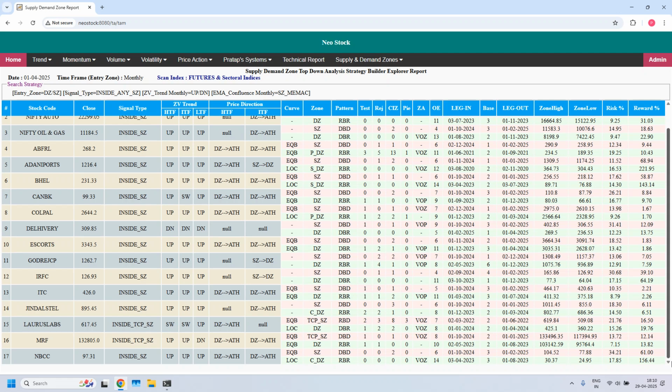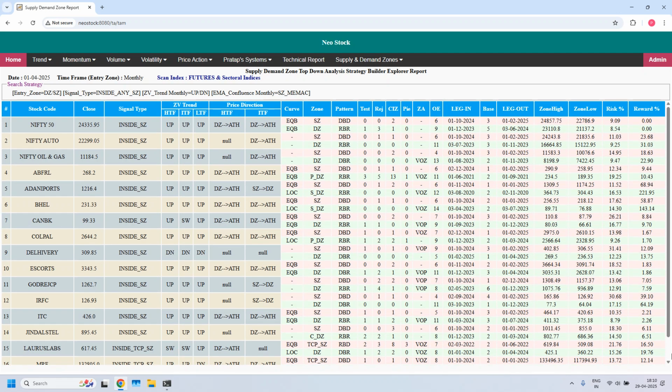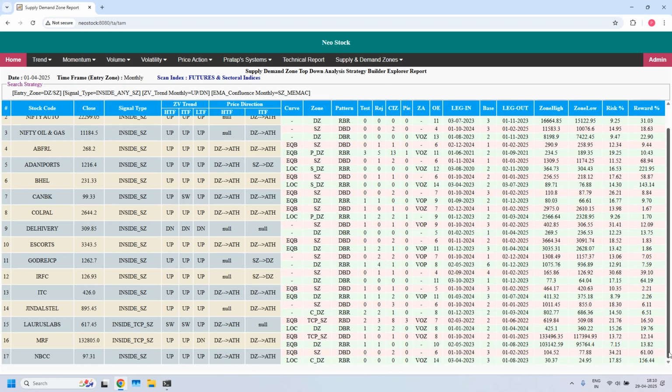So total we got 17 stocks. First 15 stocks in the list. Even Nifty 50 is also there in this list. That is, current price closed inside the monthly supply zone, and that monthly supply zone is having monthly EMA confluence. Scrolling the list down, total 17 stocks are filtered.